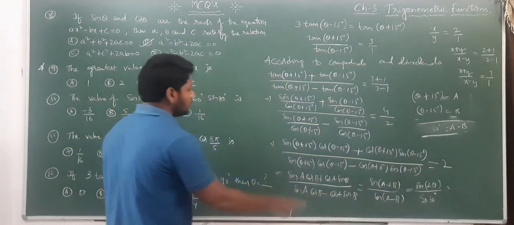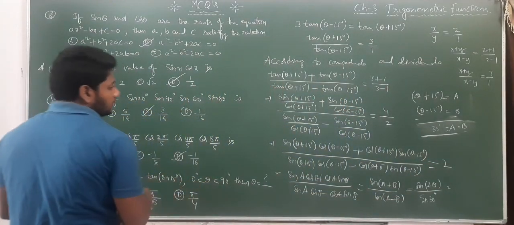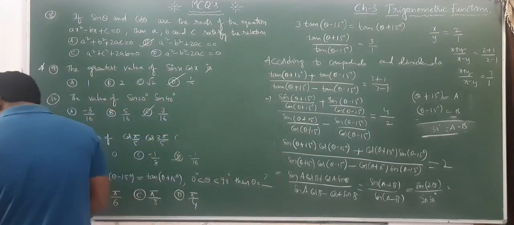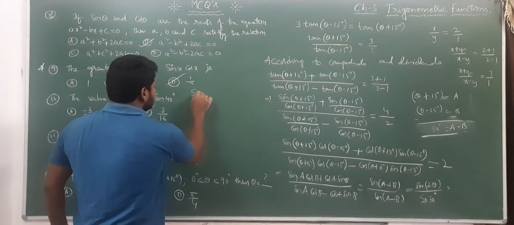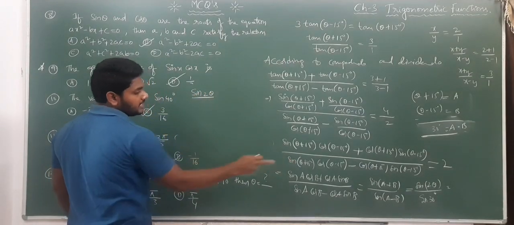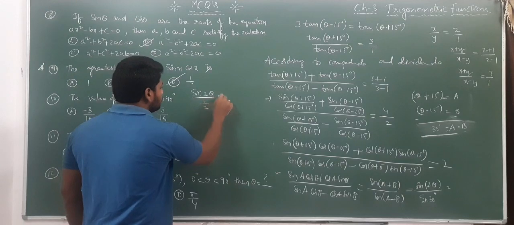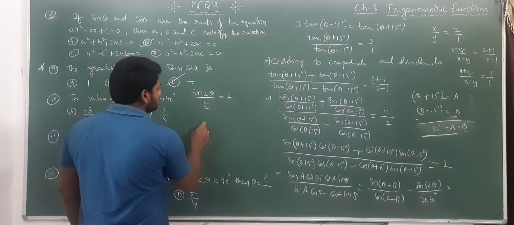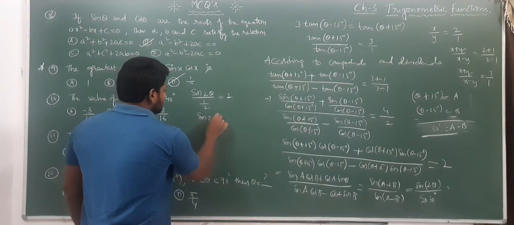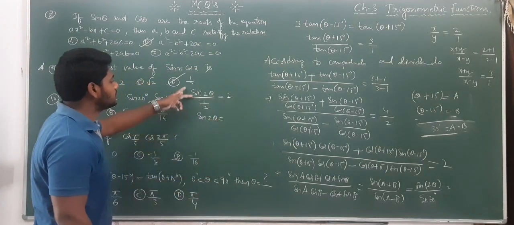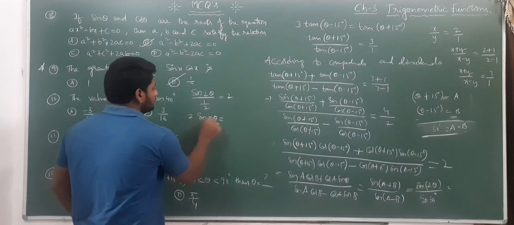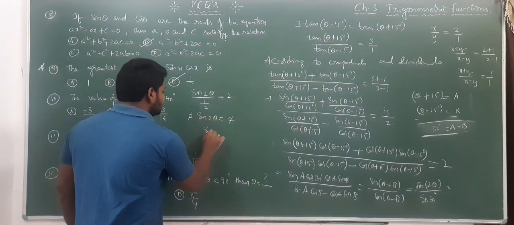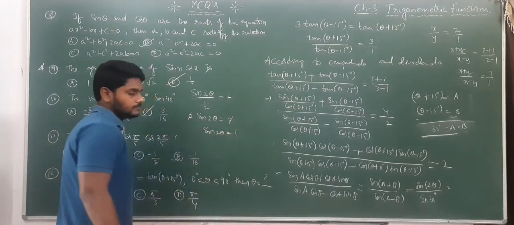So finally what we got is sin 2 theta divided by sin 30. What is the value of sin 30 degrees? 1 by 2, and this is equal to 2. So sin 2 theta by 1 by 2 gives 2 sin 2 theta, which is equal to 2. The 2s cancel, so sin 2 theta is equal to 1.